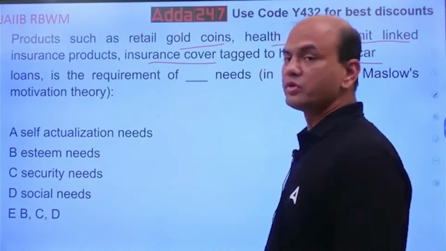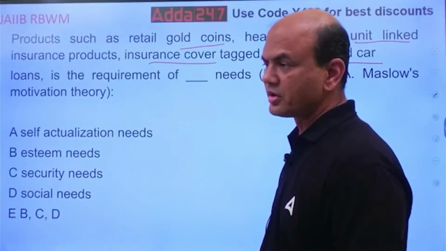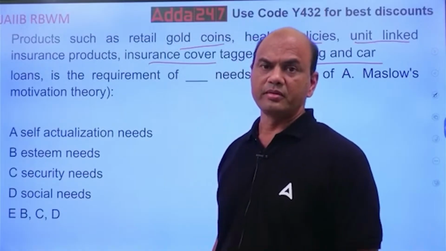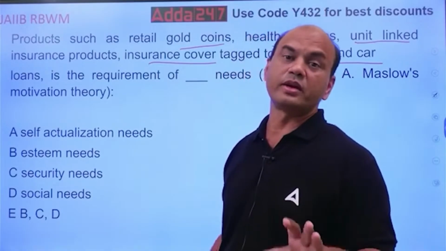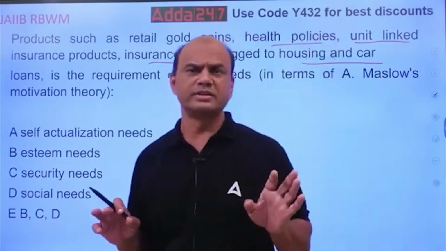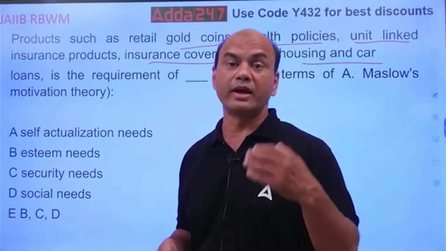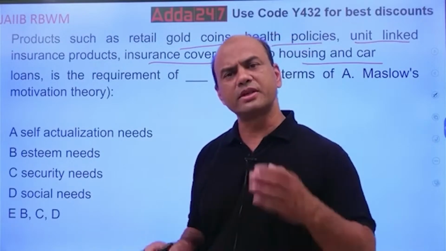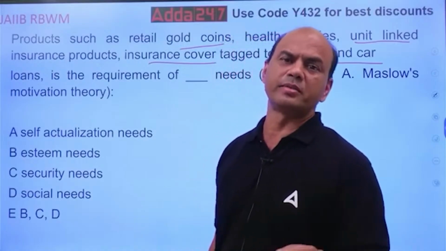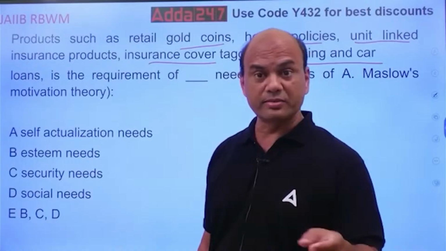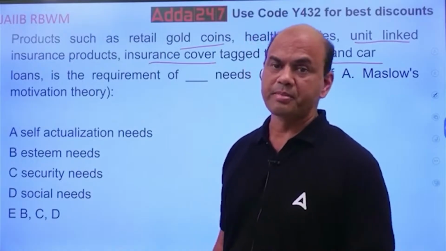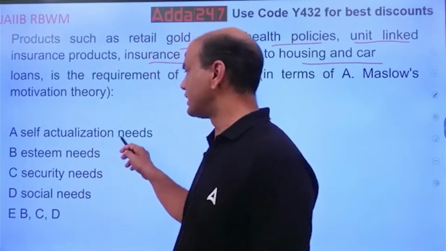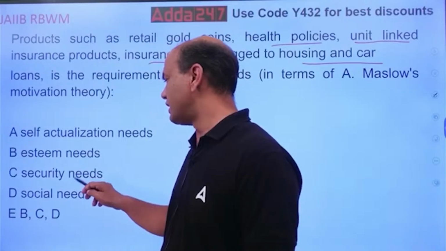See, whenever you are talking of ULIP, unit linked insurance plan, ULIP is totally related to the stock market. Earlier, ULIP was for rich people. Earlier it meant 1 lakh premium, 2 lakh, 5 lakh, 10 lakh premium. But now ULIP has come down. Even a 10,000 premium is allowed in ULIP. 5,000 premium is allowed in ULIP. So the category has come under what? Actualization, esteem, security and social.